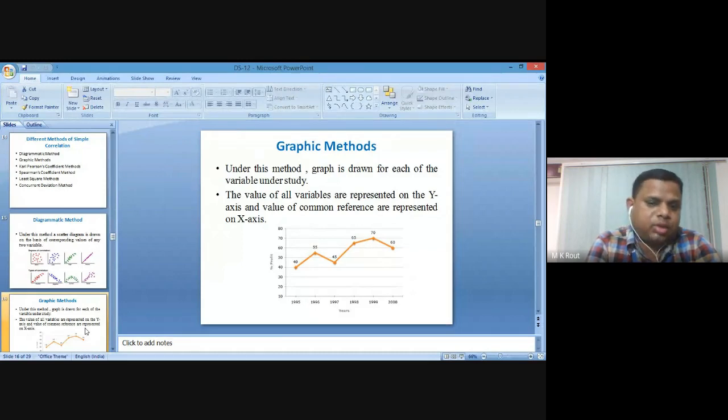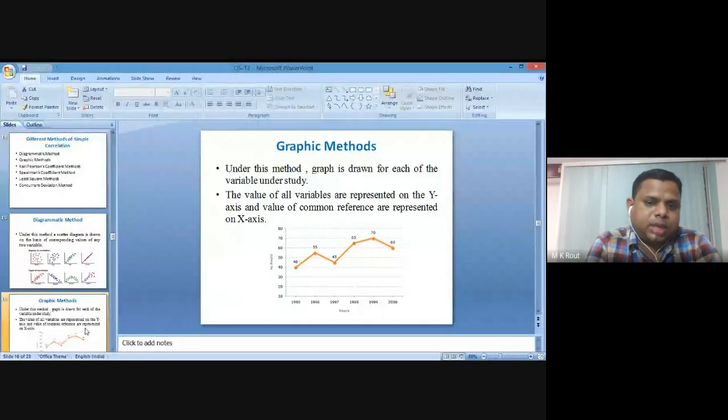The values of all variables are represented on the y-axis, and the values of the common reference are represented on the x-axis. That means the profit belongs to the reference of that particular year, and it should be drawn on a piece of graph paper. You can also use an Excel sheet to draw this graph.